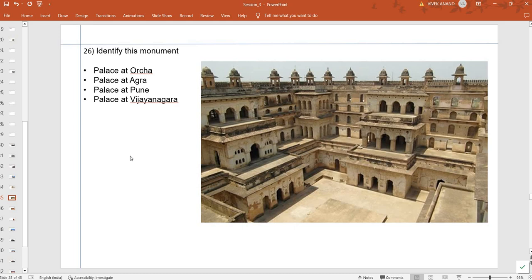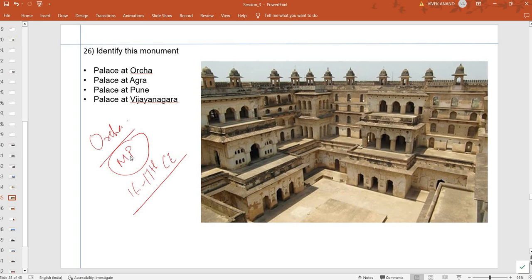Orcha is a very famous place in Madhya Pradesh. So this was built during the 16th to 17th century. At that time, who was the ruler of the Mughal Empire in India? That time Jahangir was the ruler, and the owner of this palace, Rudra Pratap Singh, was one of the feudatories.